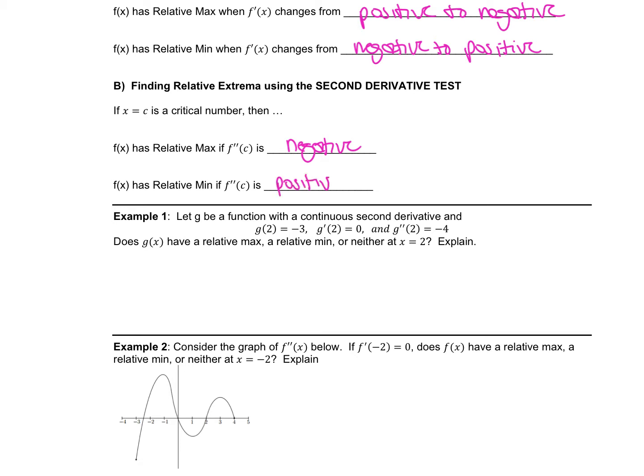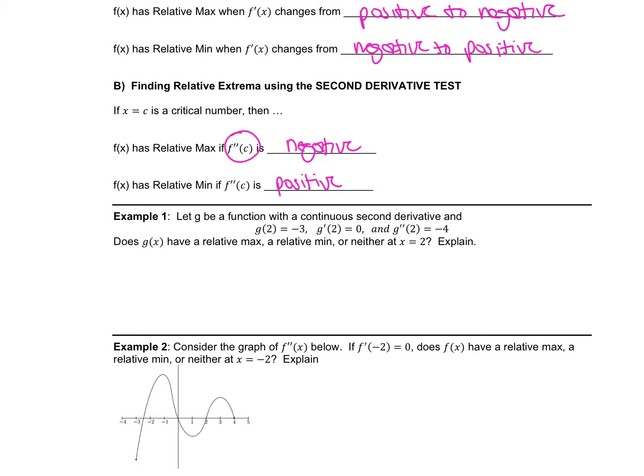Now let's think about why that would make sense. The double prime, the second derivative, talks about the concavity, right? So at that particular critical number, we know we have either a relative max or a relative min, right? And so if the second derivative is negative, it's concave down, right? So wouldn't that be a max? Yes. And if f double prime is positive, it's concave up, and therefore that would be a min. Okay? Think about it.